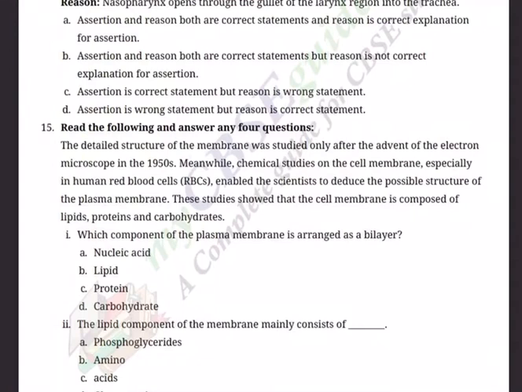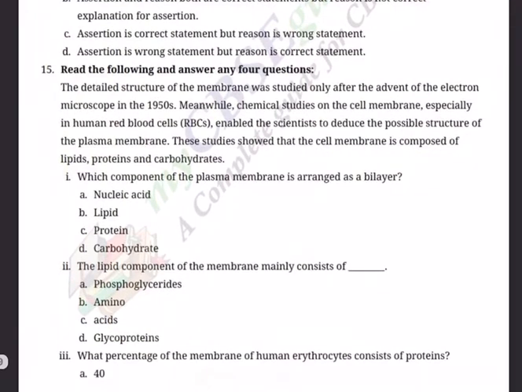The detailed structure of the membrane was studied only after the advent of the electron microscope in the 1950s. Meanwhile, chemical studies on the cell membrane, especially the human red blood cells (RBCs), enabled the scientists to deduce the possible structure of the plasma membrane. These studies showed that the cell membrane is composed of lipids, proteins, and carbohydrates.